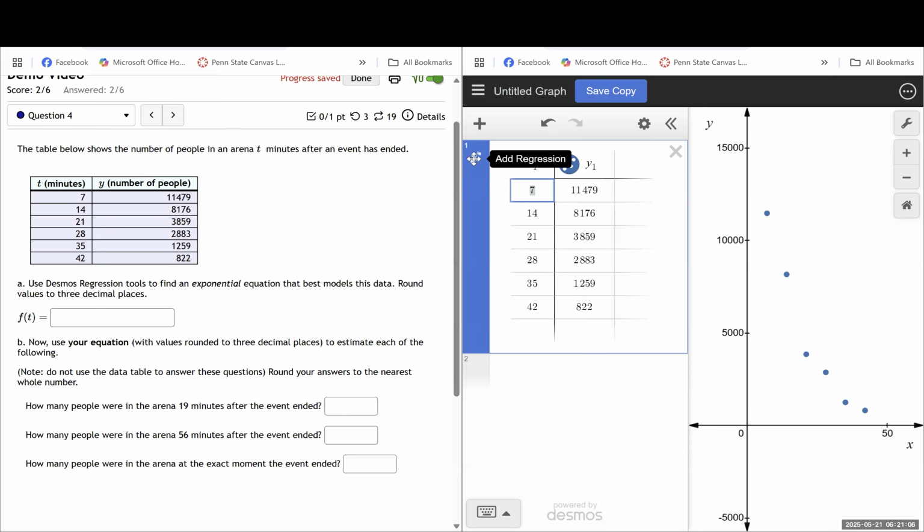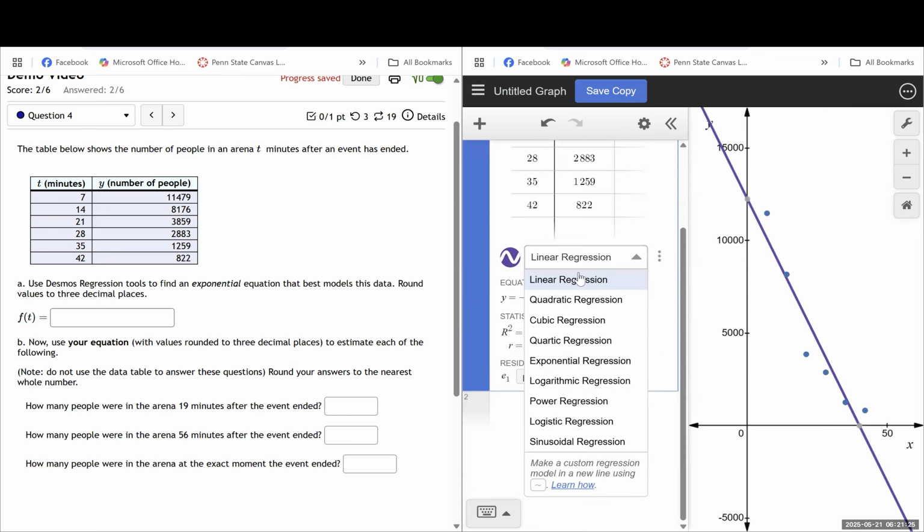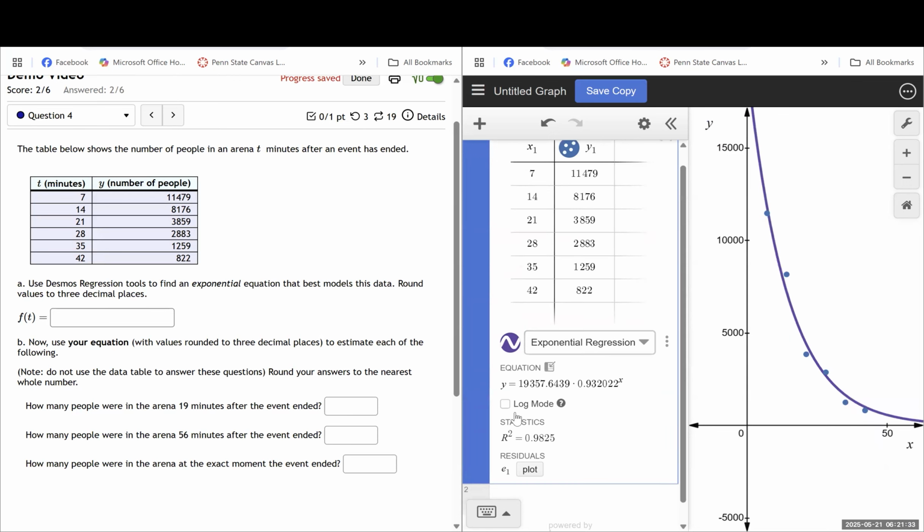So I click on that, and as always, the regression is going to default to a linear regression model. That's not what we're asked to do. I want an exponential equation. You can see by looking at the data that an exponential equation might be a better fit. So I'm going to drop down in the options in the regression calculator and pick exponential regression. And then, as we always do when we're doing Desmos exponential or log regressions, we're going to select log mode.